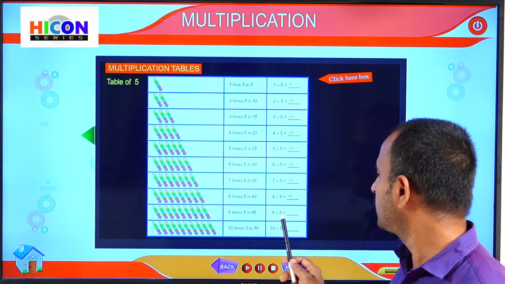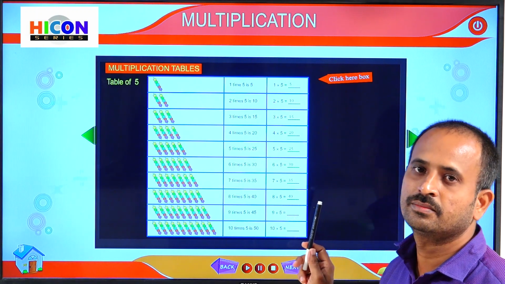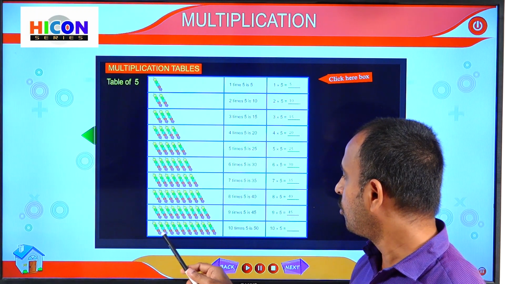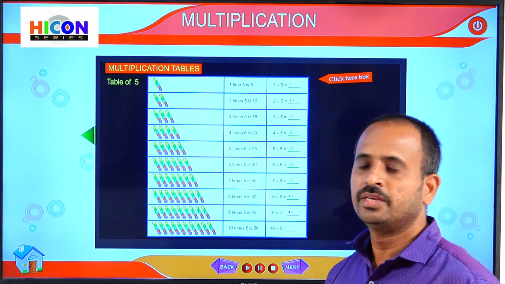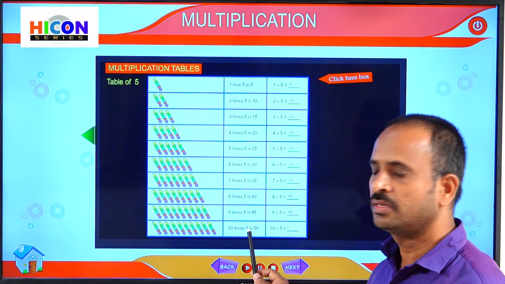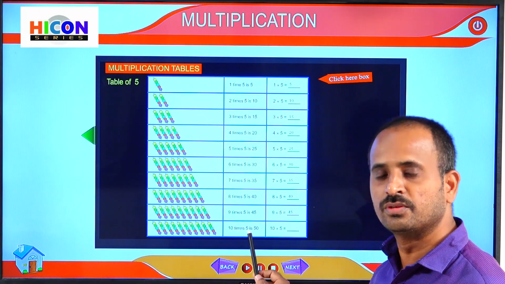That is 9 5 are 45. So children, see the next one. How many groups of balls are there? There are total 10 groups. Each group has 5 balls. It can be written as 10 times 5.